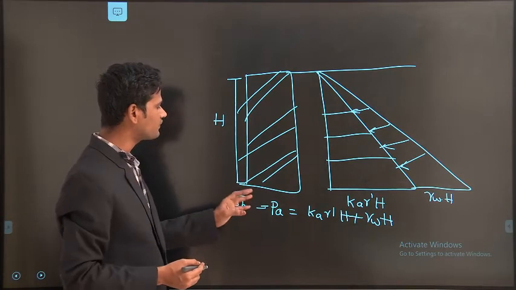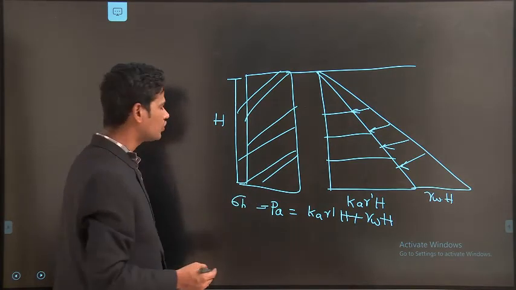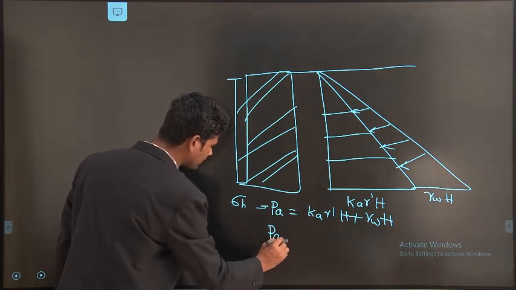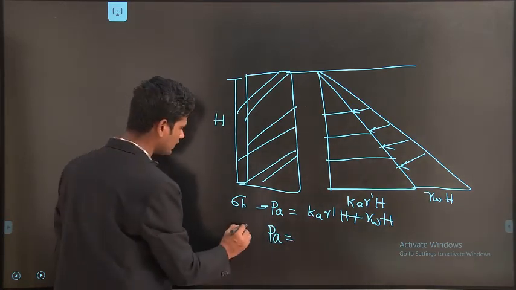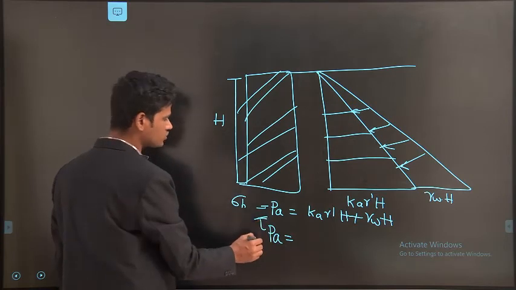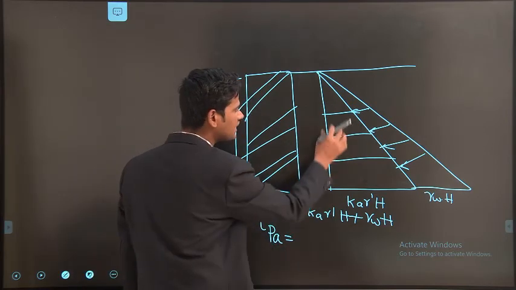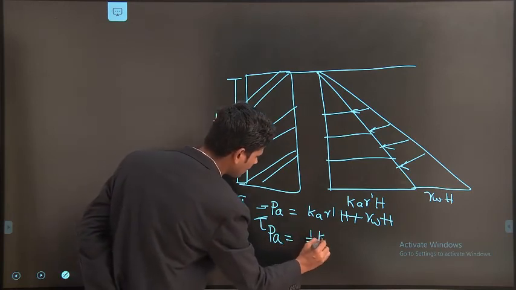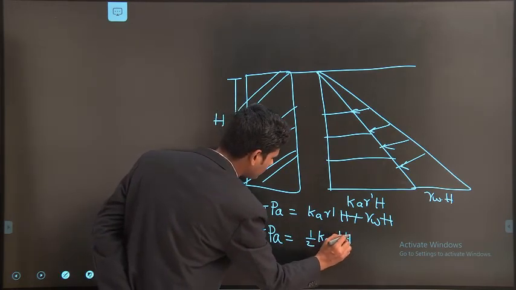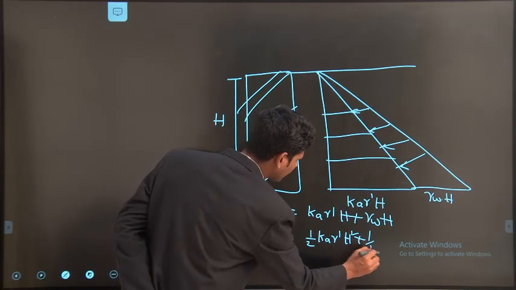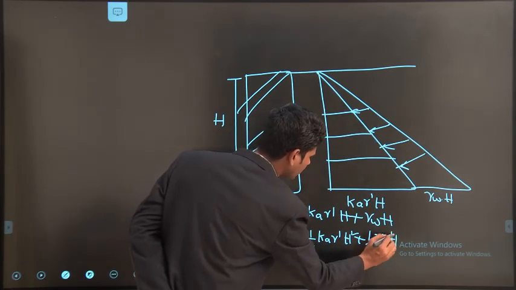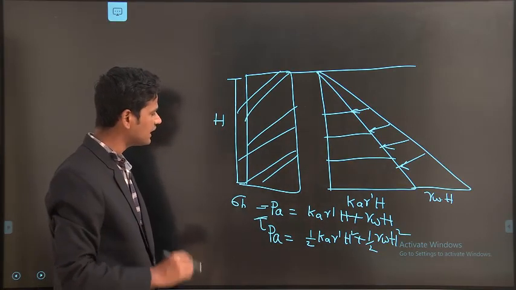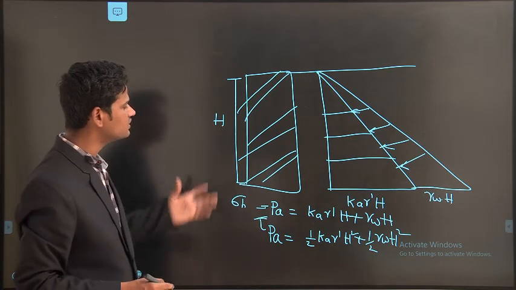For the same type of soil, if you want to calculate the total horizontal force or total horizontal thrust, the total horizontal force Pa equals the area of this triangle, that is half into Ka into gamma prime into h square plus half into gamma W into h square. This is the formula for the total horizontal pressure in the submerged condition.